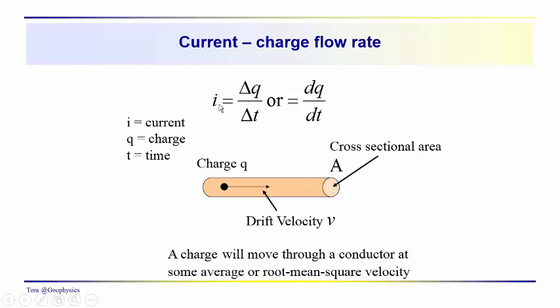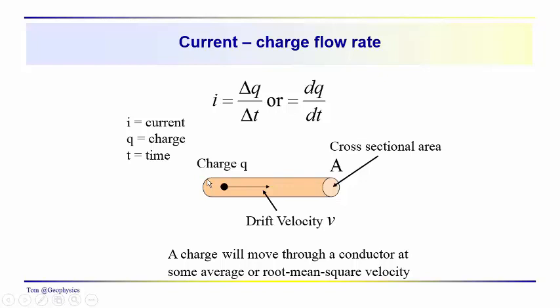So current basically is a charge flow rate. It's a change in the charge flowing through a region over a certain amount of time. And in a differential sense, it would be dQ/dt or delta Q/delta T. I is your current, Q is your charge, T is the time difference.